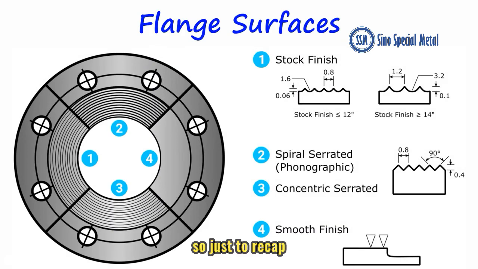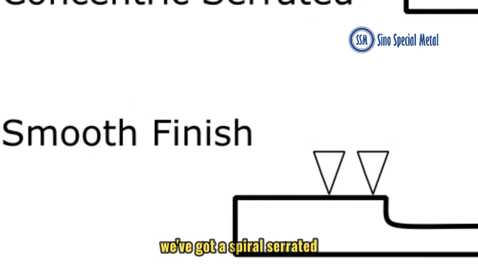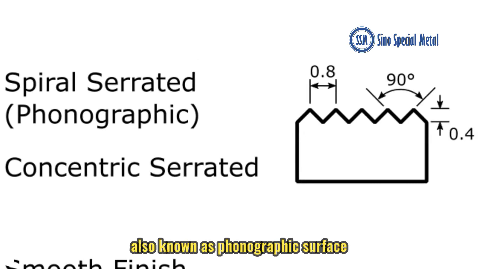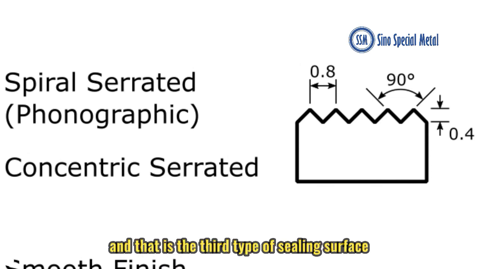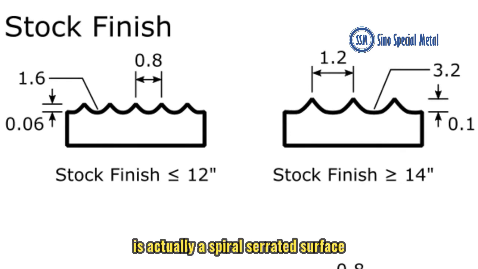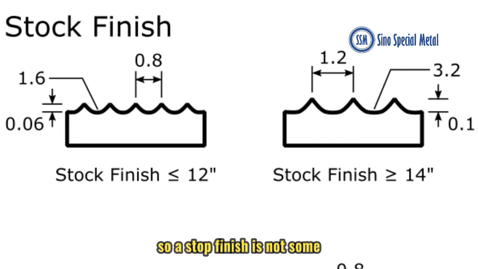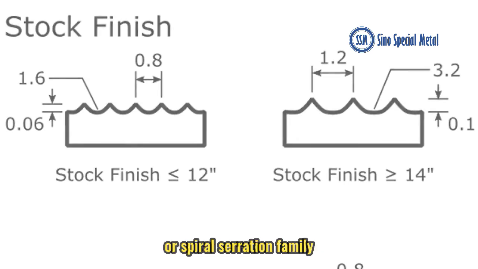So just to recap, we've got a smooth or plain or flat surface. That is one type of surface. We've got a spiral serrated, also known as phonographic surface. That is another type of sealing surface. Then we have a concentric serrated surface, and that is the third type of sealing surface. The stock finish, which is the most popular type of serrated surface, is actually a spiral serrated surface. So a stock finish is not some special type of serrated surface. It actually just belongs to the spiral serrated or spiral serration family.